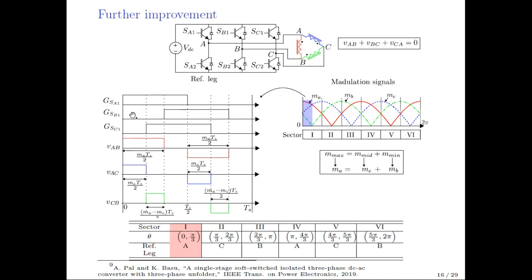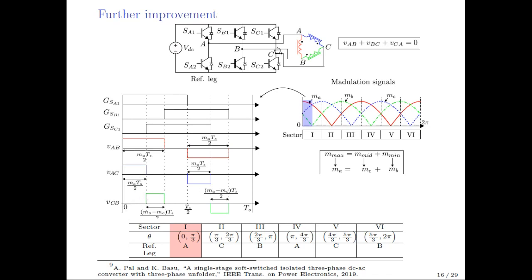then we can apply a quasi square wave across AB, and that voltage is shown in red here. If the modulation phase shift between them is MA TS by 2, that will be the pulse width of the voltage VAB. Similarly, if we consider half bridge leg A and half bridge leg C to form an H bridge, and if we phase shift the gating signal of SC1 with respect to SA1 by MC TS by 2, then effectively we will apply a quasi square wave voltage across A and C, which is shown in blue. In this case, the pulse width is MC TS by 2, where MA and MC are the modulation signals as shown on the right hand side, which are sinusoidally varying over the line cycle.